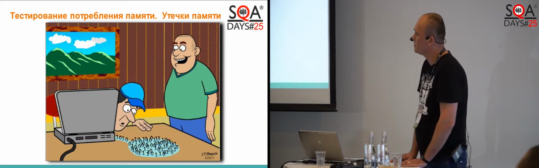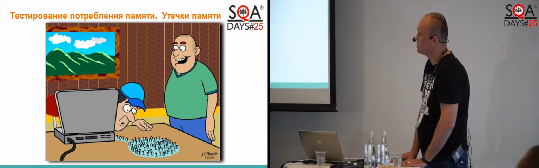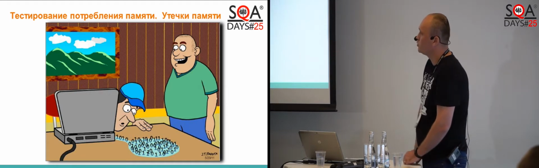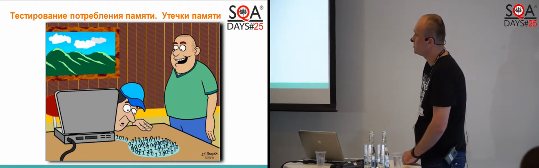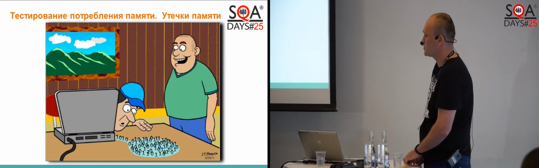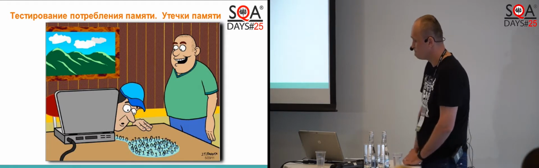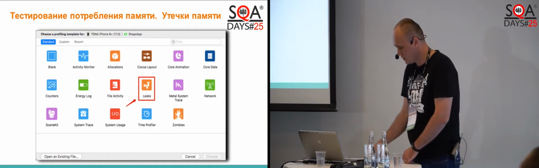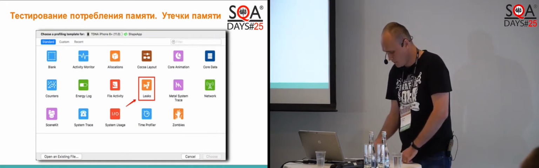Then the second problem that we have to detect with our tool is the memory leak. Memory leaks are objects which are stored in the RAM of the device, but which the application doesn't need, and this is just a lost resource. This is quite a common case, and to detect this problem, we use the Leaks tool.